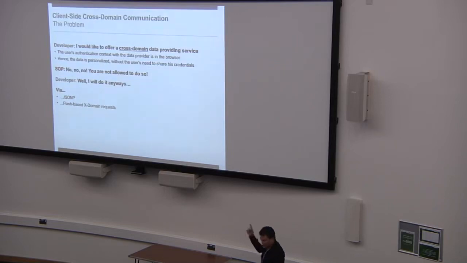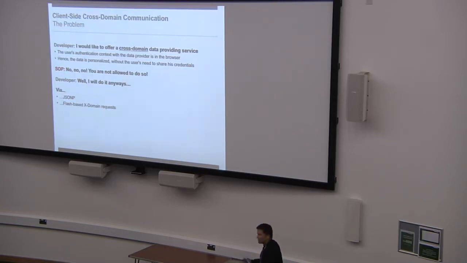And if we look at it, the same origin policy forbids this case, because in the problem statement we see that it's a cross-domain data providing service. So the same origin policy would say, no, this is not allowed because it is cross-domain, the host is different, I block such a request in the browser.